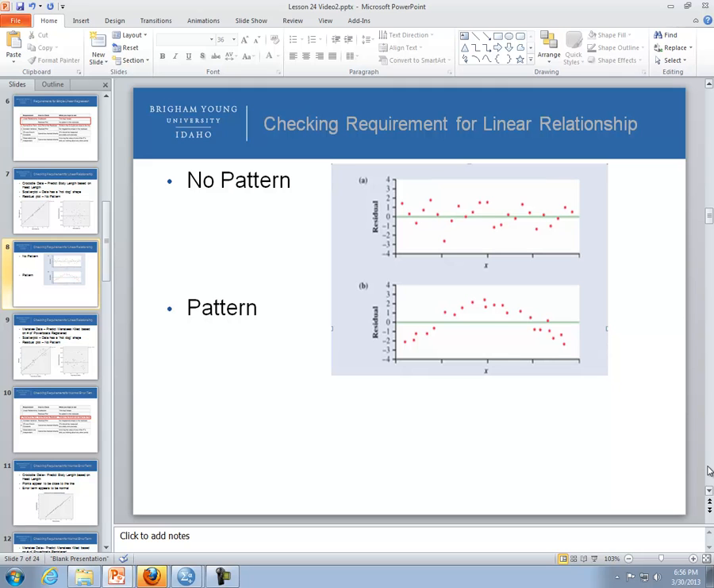Well, I have a couple of examples here on the next page. If you see that there is no pattern, that it looks to be a bunch of dots that are centered around the middle of the residual plot. Now, if we see something like this, then that is definitely a pattern. This tells us that perhaps, and in all likelihood, we do not have a linear relationship.